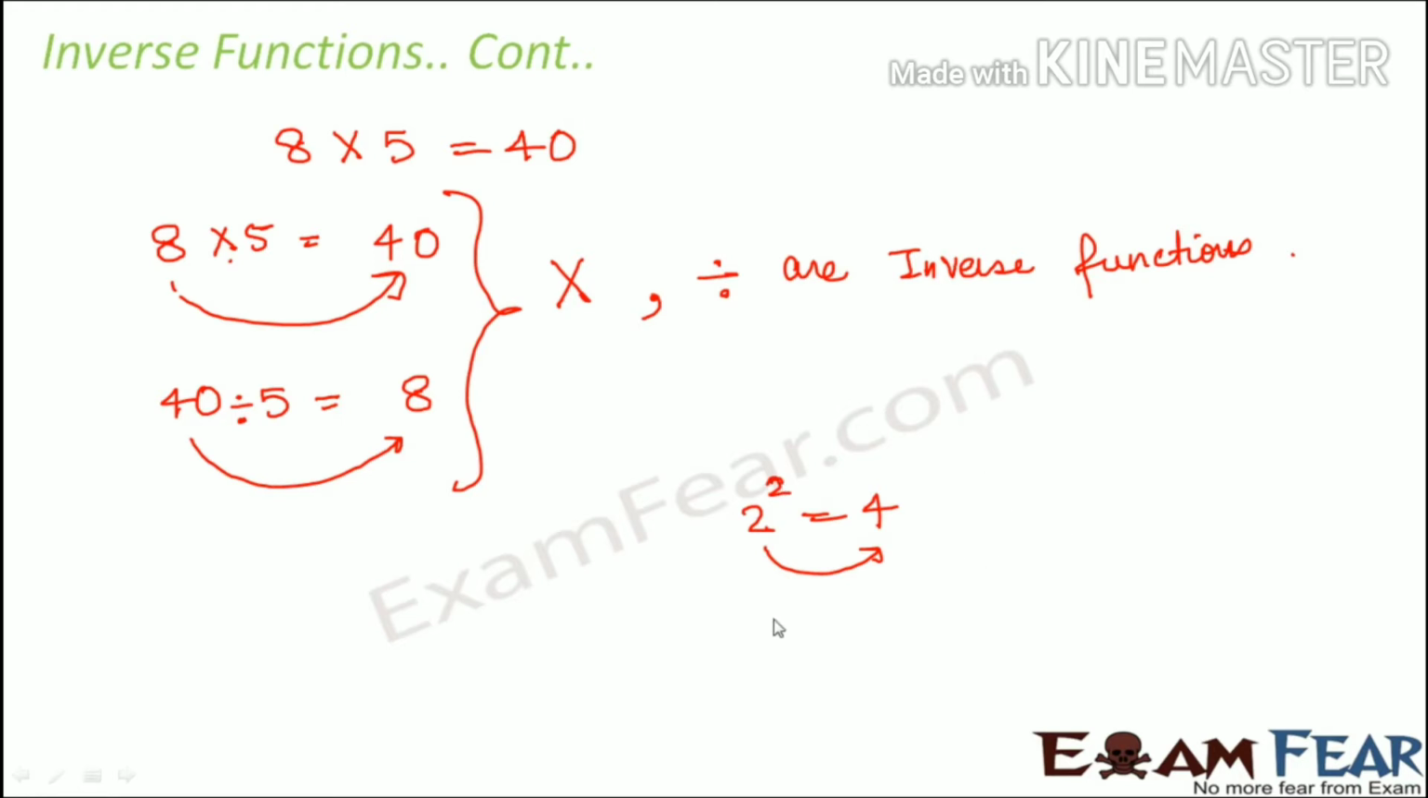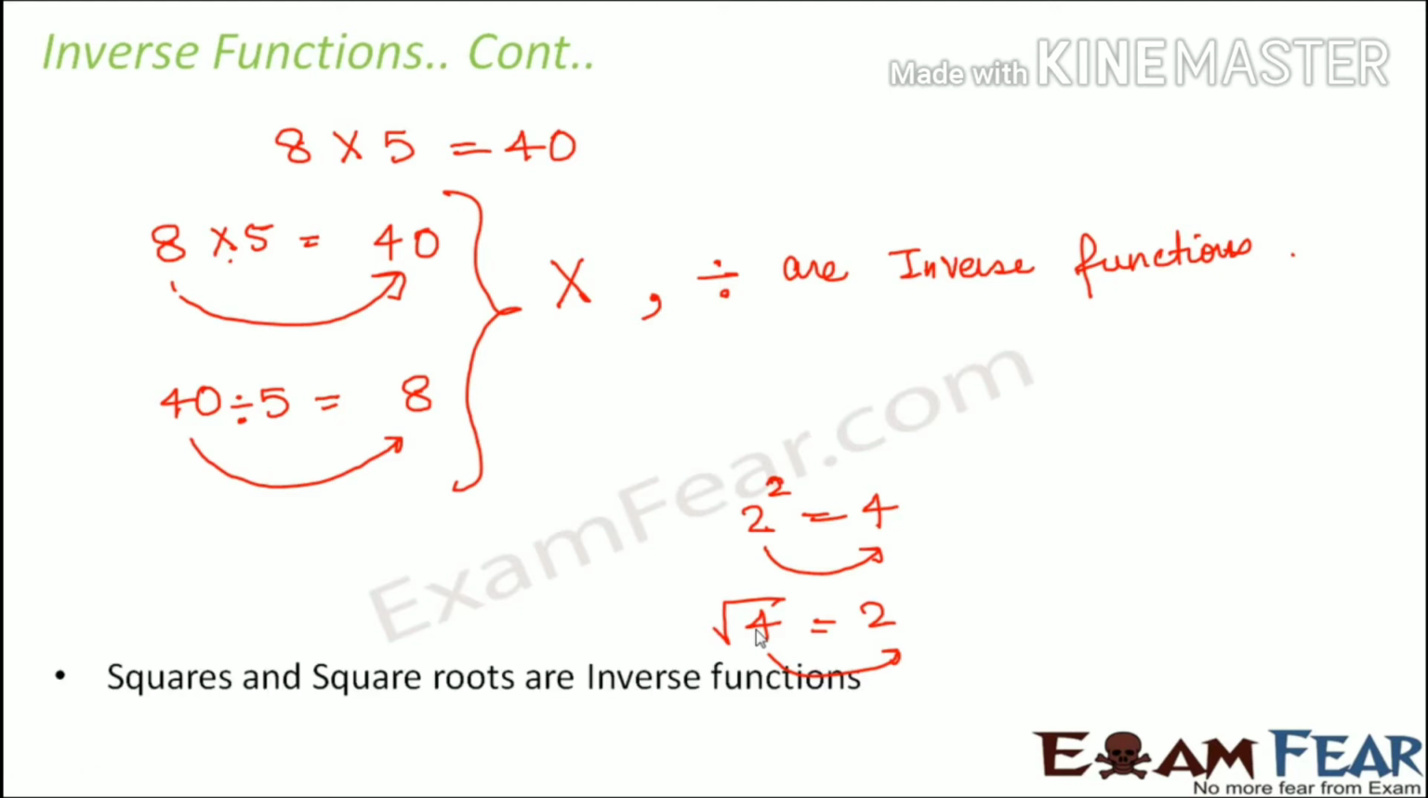Now if I tell you that I want to get 2 from 4, what should I do to 4 such that I get 2? This time you need a new operation, and that new operation is square root. So square root and squares are inverse functions. When you say 2 square is equal to 4, that actually means that square root of 4 is equal to 2. So square root of any number is that number which when multiplied to itself gives you the other number.